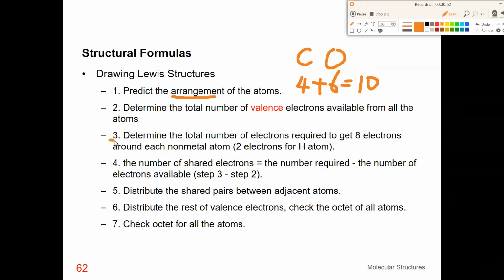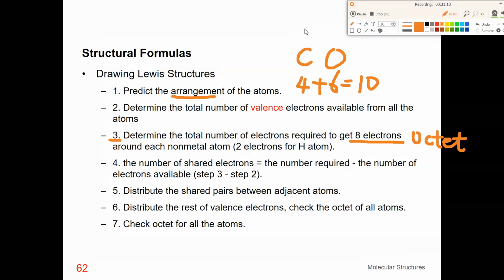So step 3 is going to be different. This one is just to figure out the total number of electrons required to get 8 electrons. Basically, try to figure out how many electrons we need to satisfy the octet for all the atoms. In this case, carbon needs 8 to satisfy octet, oxygen needs 8 to satisfy octet. So the total is going to be 16. So we need 16 electrons to satisfy the octet for carbon monoxide.